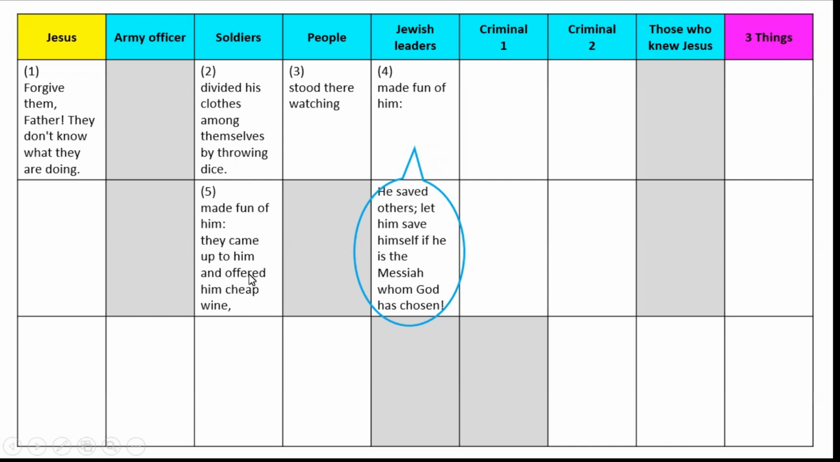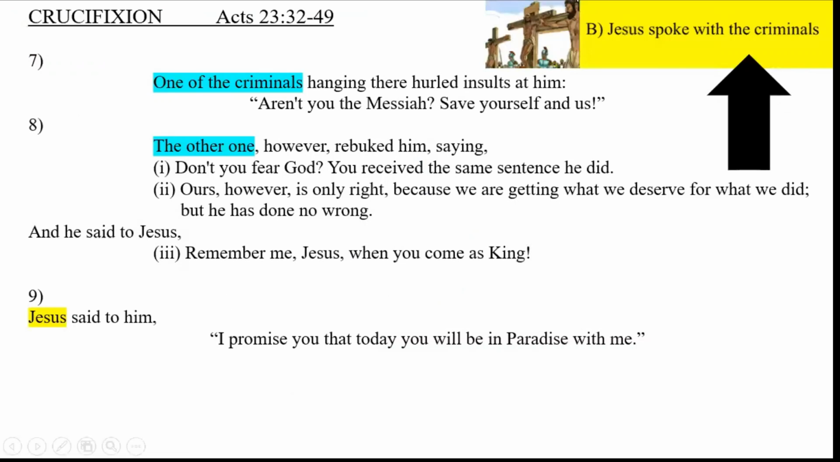Number 5 here, we are back to the soldiers. The soldiers made fun of him. They came up to him and offered him cheap wine. And finally, number 6, there's a sign on top of Jesus' cross that says, "This is the King of the Jews."